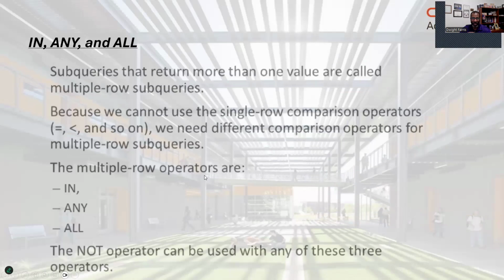So the solution to that is to use these multi-row operators that we know can handle more than one return. Subqueries that return more than one value are called multi-row queries or multiple row subqueries. Because we cannot use a single row comparison, we have to use the multi-row operators IN, ANY, ALL. The NOT operator can be used with any of these three operators. So NOT IN, NOT ANY, NOT ALL.